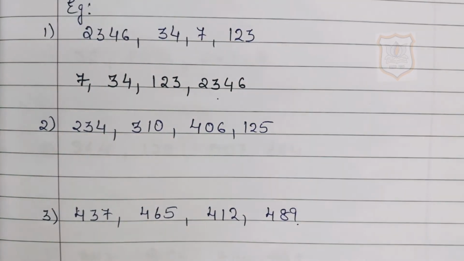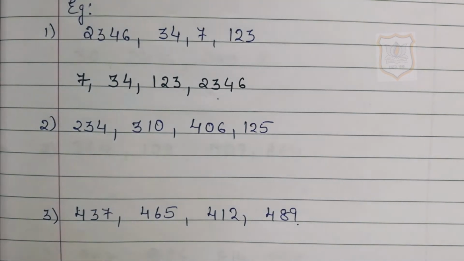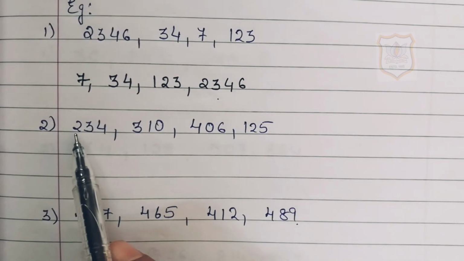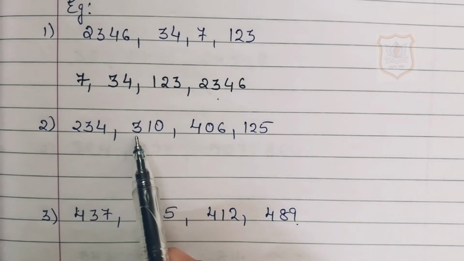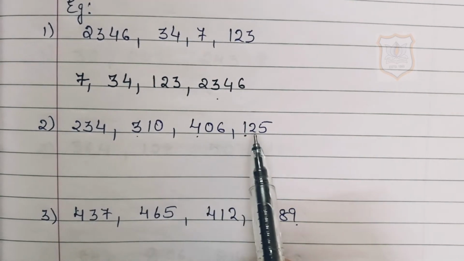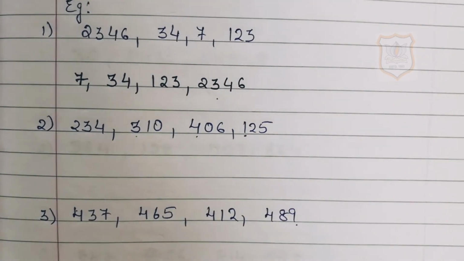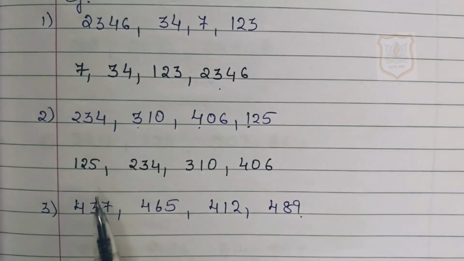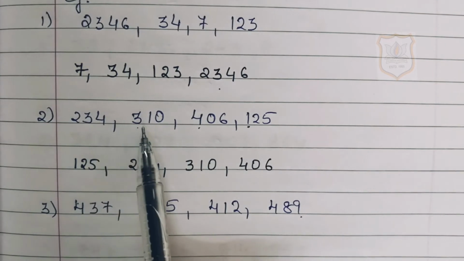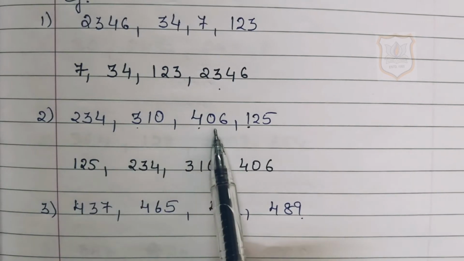Here we have to find out the smallest number, as we have to arrange it in ascending order. So here you can see the digit at the extreme left here is 2. In this number is 3, and here 4, and here 1. So the smallest number will be 125. So the very first number we will write 125, then we will write 234, then 310, and then 406.